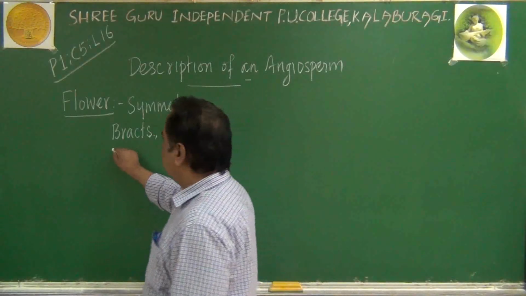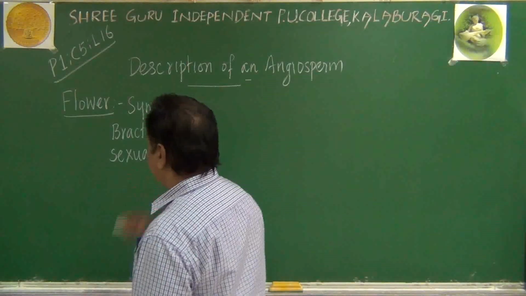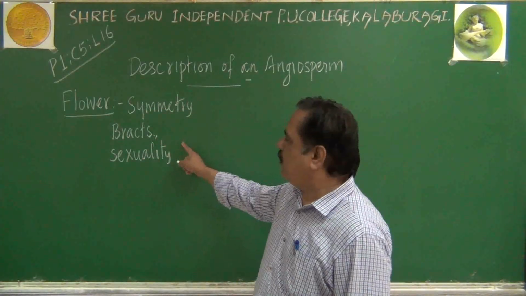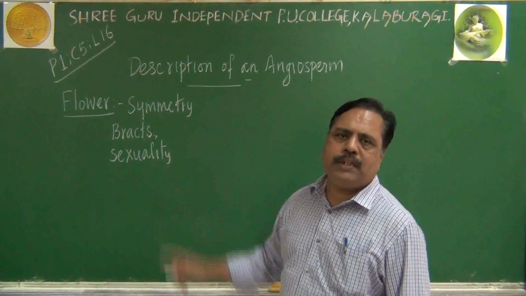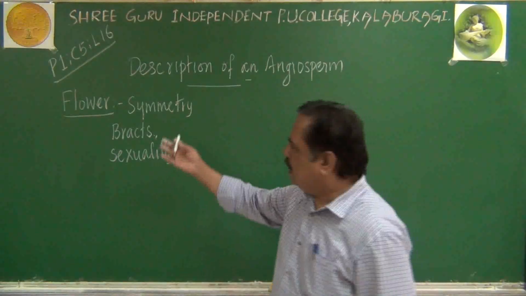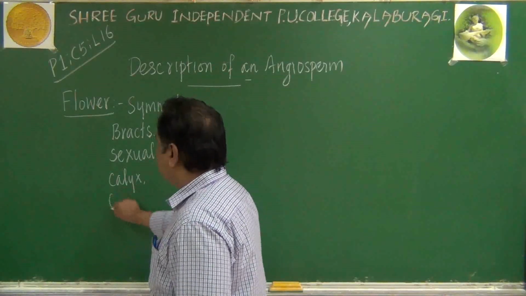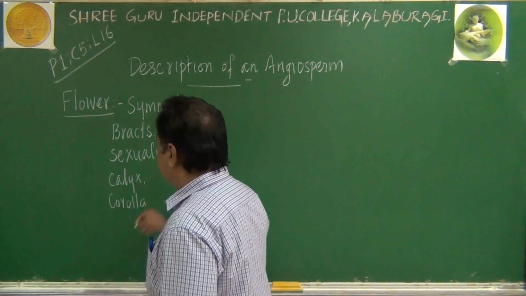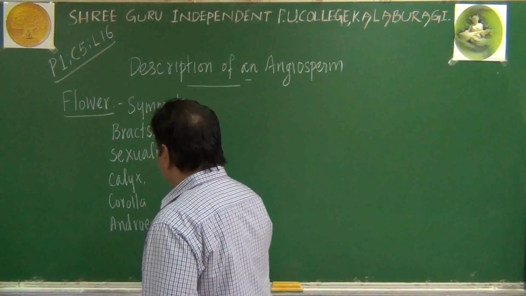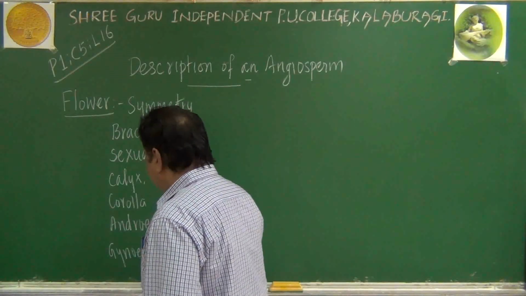Now, regarding the sexuality of the flower, you have to write one point. When we come to the sexuality, whether it is a male flower, female flower or bisexual flower, that point you have to write here. Then after writing it, we can come to the calyx, then corolla also. In addition to that, androecium we can write here. Then gynoecium, about gynoecium also some points we can write.